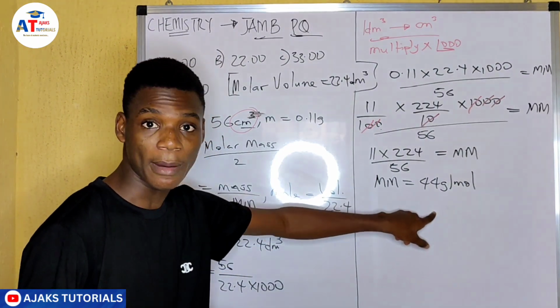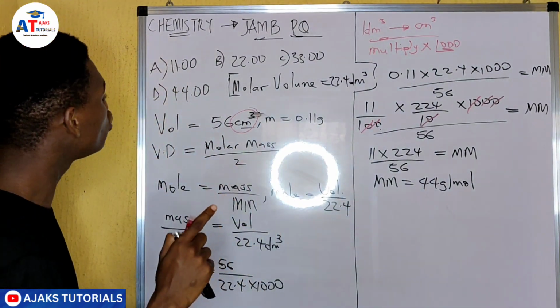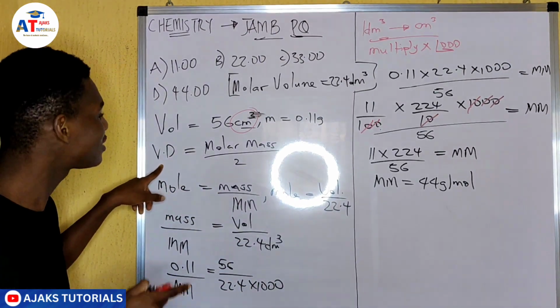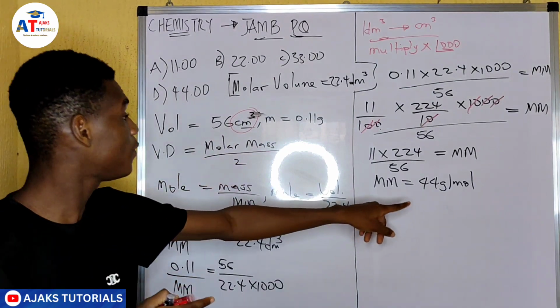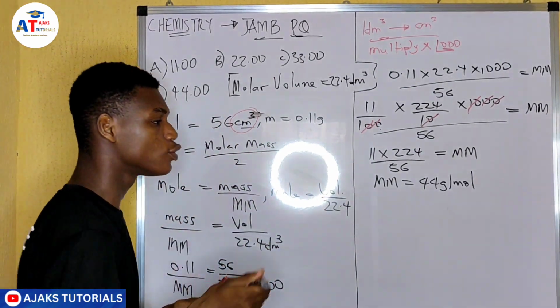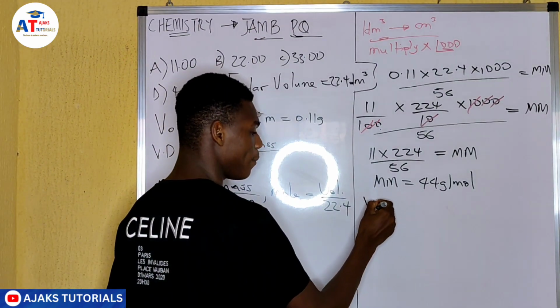This is 44 gram per mole. This is correct. But you are asked to find vapor density, not molar mass. And you can see 44 now. A student that is not really calm can just quickly go for option D, which is wrong. So be very, very careful.